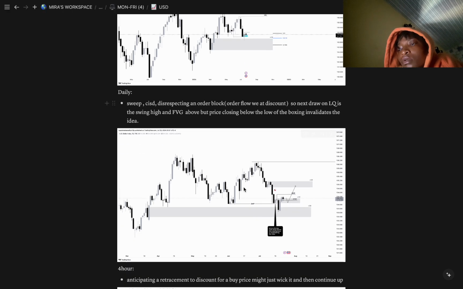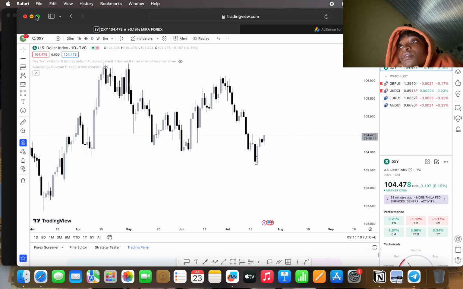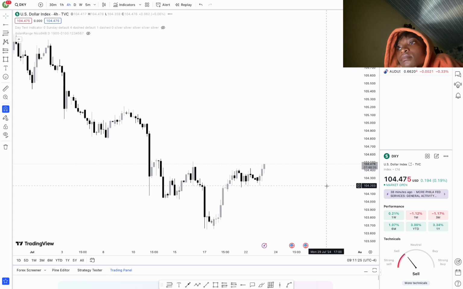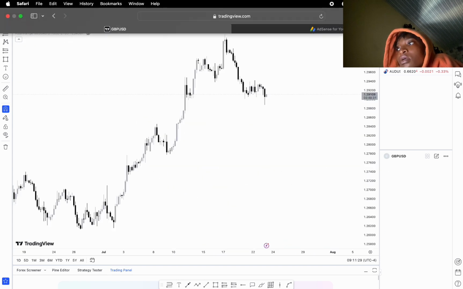There is nothing much, but always having a draw on liquidity, using time and price, then looking for your setup and your entry. I think that's the main thing. That was just simply what I do trading wise nowadays.